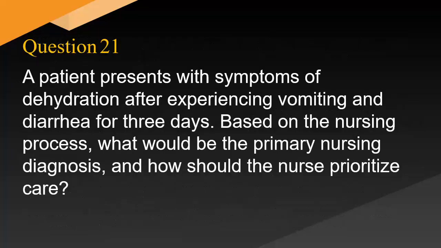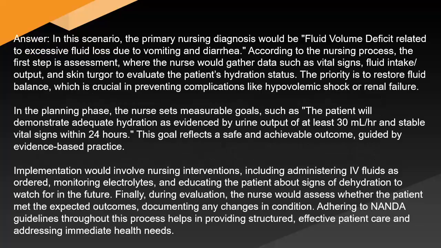recovery. A patient presents with symptoms of dehydration after experiencing vomiting and diarrhea for 3 days. Based on the nursing process, what would be the primary nursing diagnosis, and how should the nurse prioritize care? Answer: in this scenario, the primary nursing diagnosis would be fluid volume deficit related to excessive fluid loss due to vomiting and diarrhea. According to the nursing process, the first step is assessment, where the nurse would gather data such as vital signs, fluid intake output, and skin turgor to evaluate the patient's hydration status.